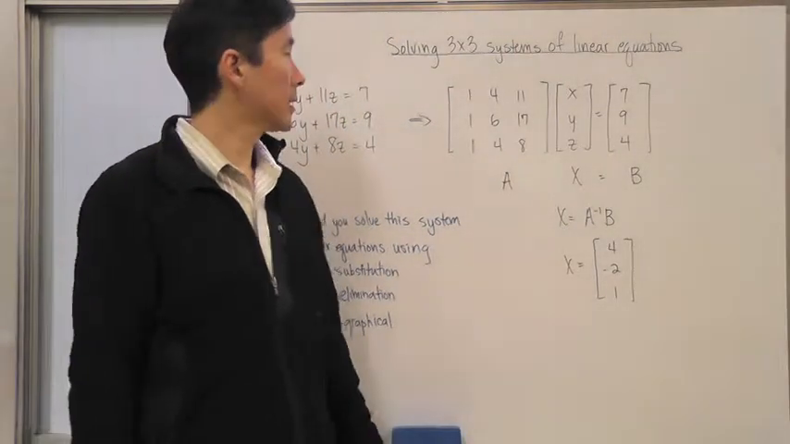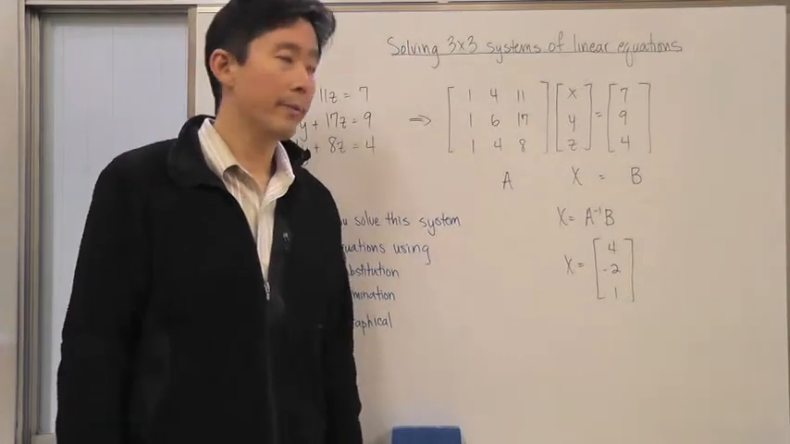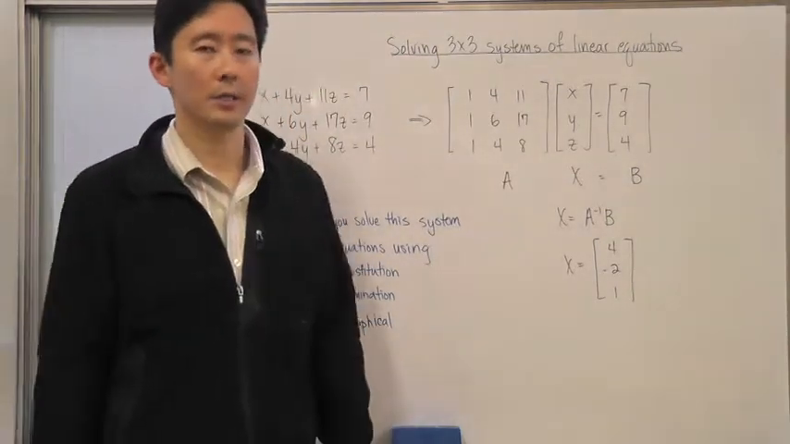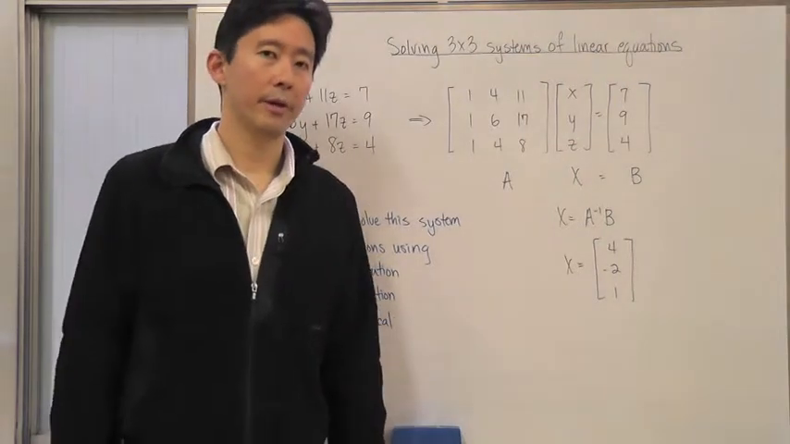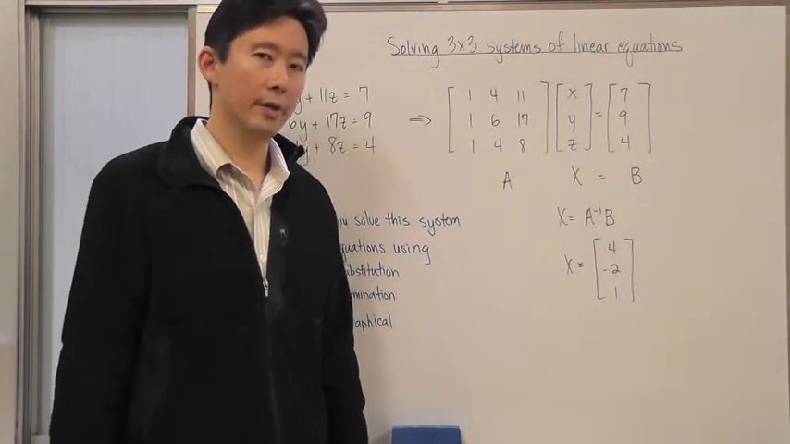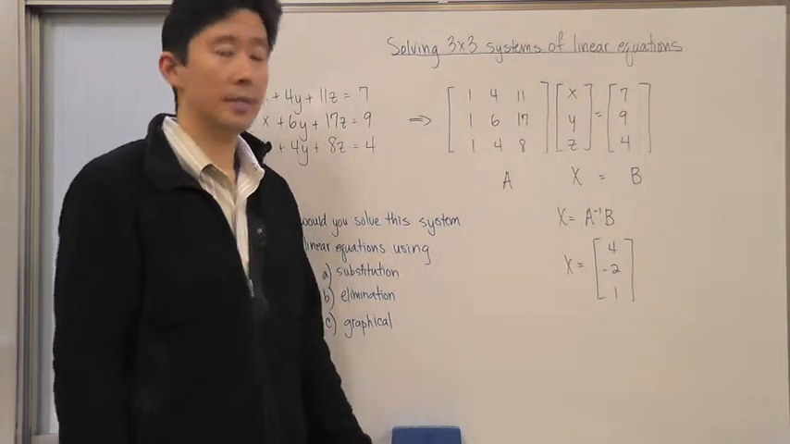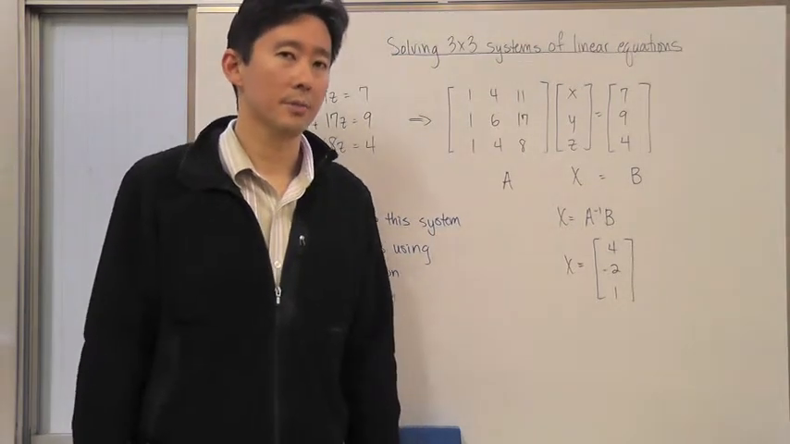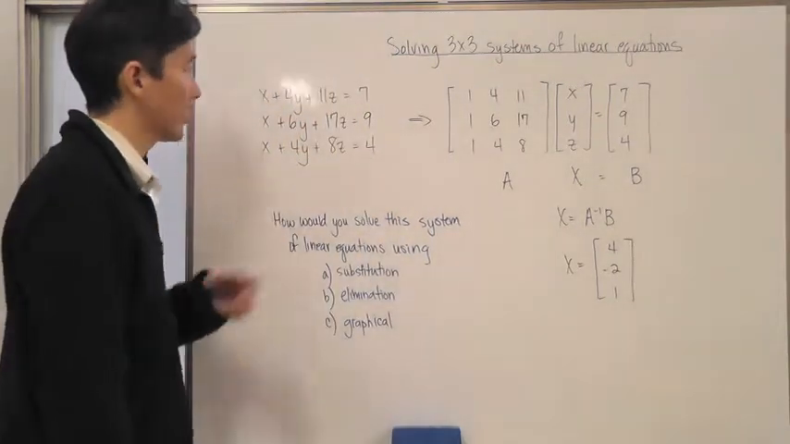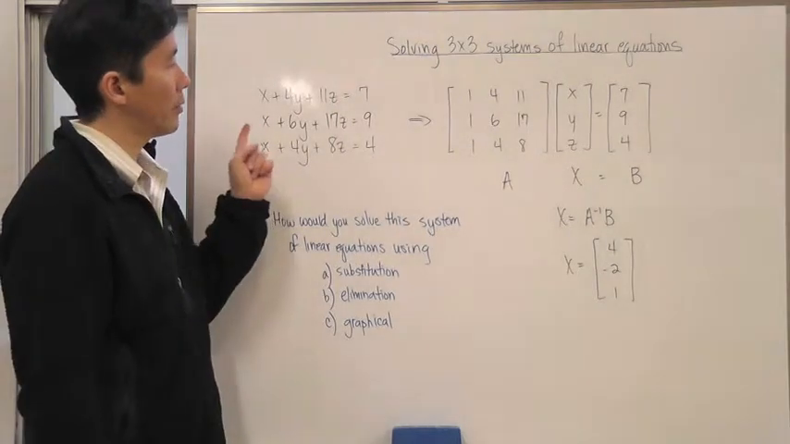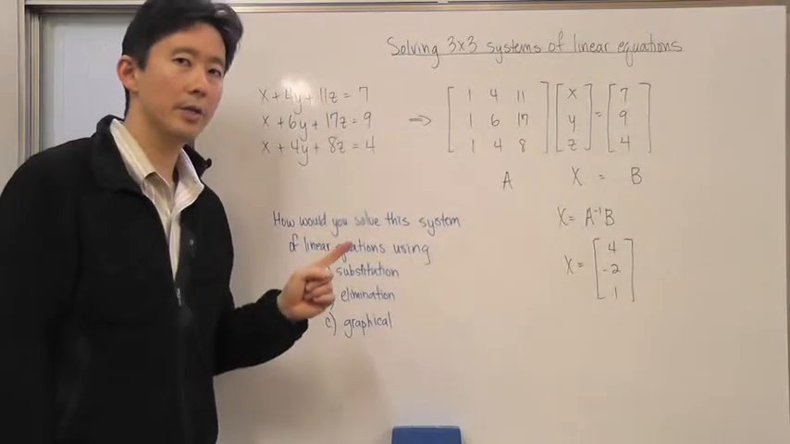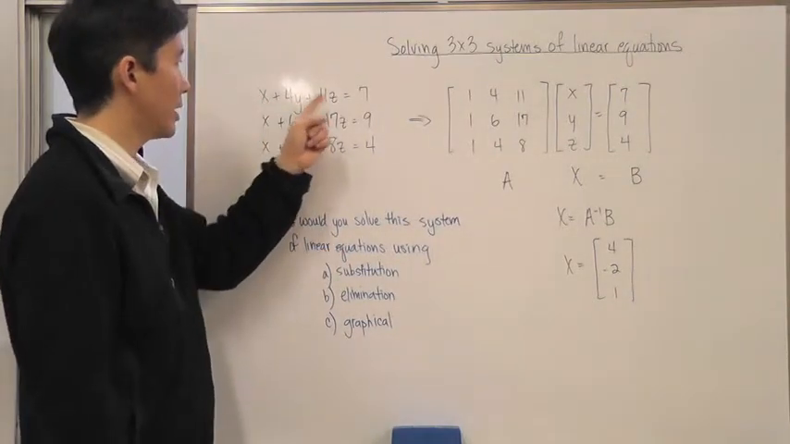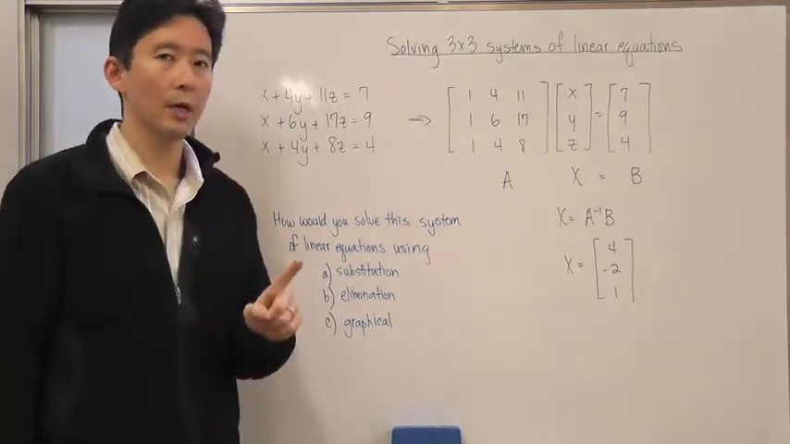Okay, hello everyone. Let's go ahead and talk about how to solve 3x3 systems of linear equations. Now, the process by which you solve a 3x3 system of linear equations is basically the same thing that we did for 2x2 systems. So let's just go ahead and take a look. Here we have three equations, three unknowns, and all of these are linear equations because the highest degree for each one of the variables is 1.